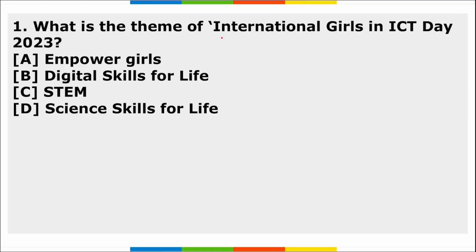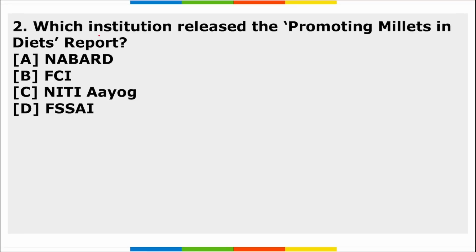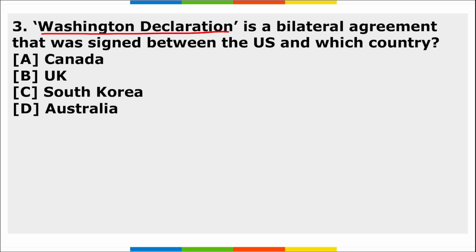First, what is the theme of International Girls in ICT Day 2023? Second, which institution released the Promoting Millets in Diets report? Third, the Washington Declaration is a bilateral agreement that was signed between the US and which country? So these are your 3 homework questions, friends.